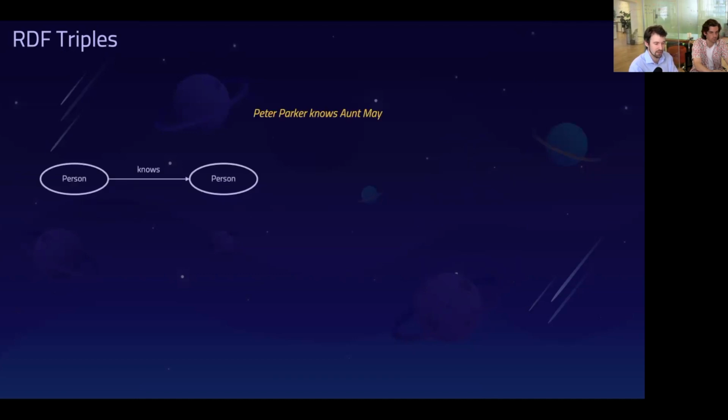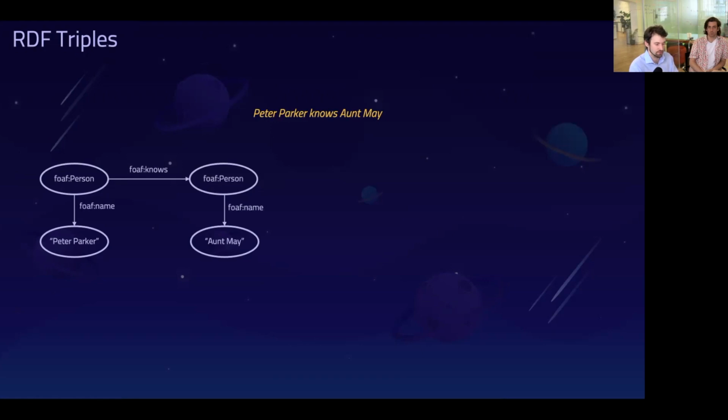But we're going to come back to that in a second, because first, if we look at an example here, where we say we want to model that Peter Parker knows Aunt May, if we represent that in a triple, we could look at something like this, where we've got a person node with a name, Peter Parker, another person node with a name, Aunt May, and effectively a predicate knows between those two nodes.